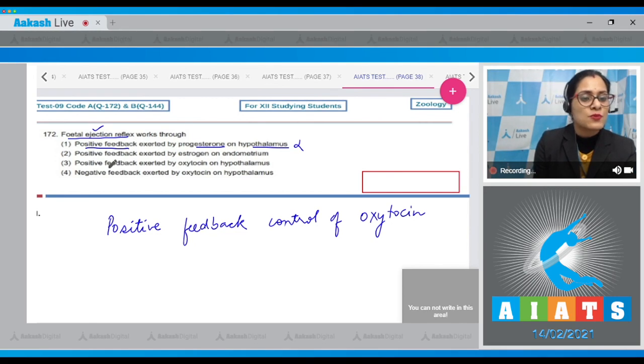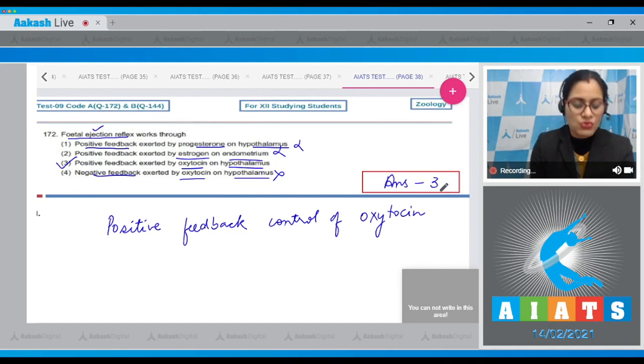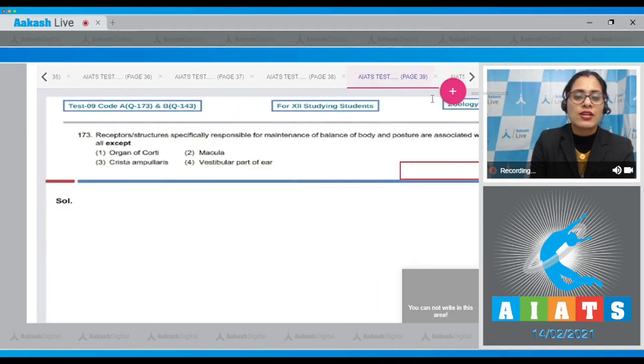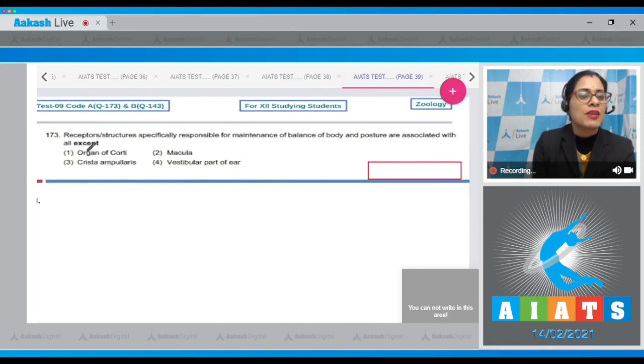The second option says positive feedback exerted by estrogen on endometrium is incorrect. Third option, positive feedback exerted by oxytocin on hypothalamus, is a correct answer to our question. And the last option is negative feedback exerted by oxytocin on hypothalamus is an incorrect option. So the correct answer to this question is option number 3. Let's proceed to the next question, question number 173.